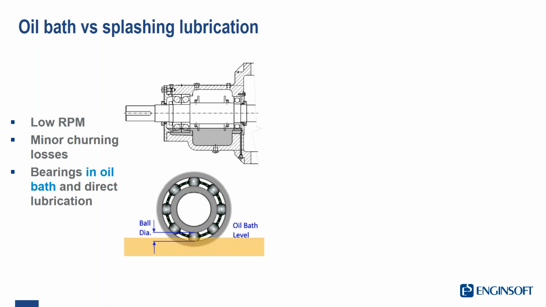Explaining now the types of lubrication solution, we have two approaches. One is the so-called oil bath approach, where the oil level reaches the best lubricating point, in the middle of the lowest bearing element. This is the ideal solution and the ideal case. It's used in low RPM conditions, since a very high volume of oil can, of course, cause some churning losses.